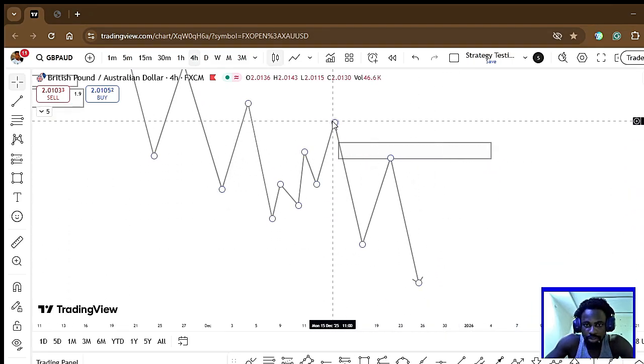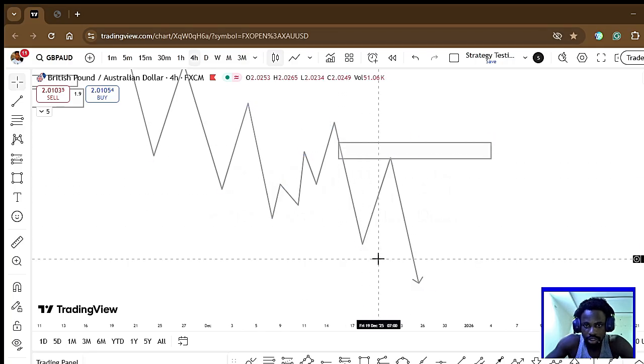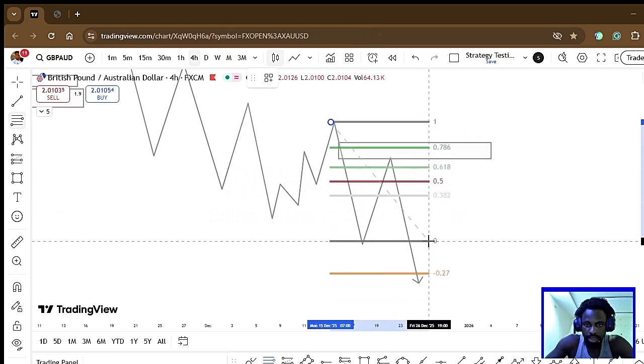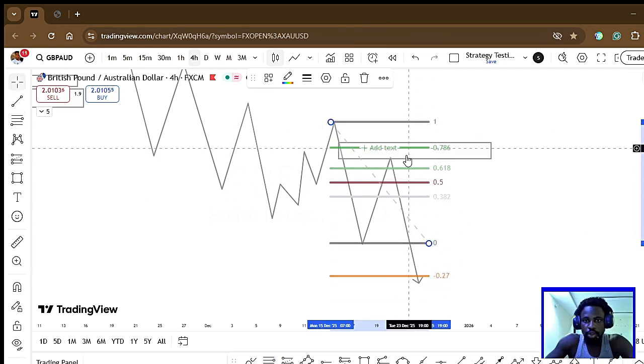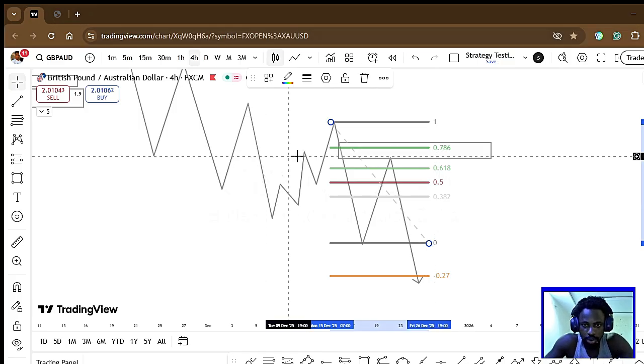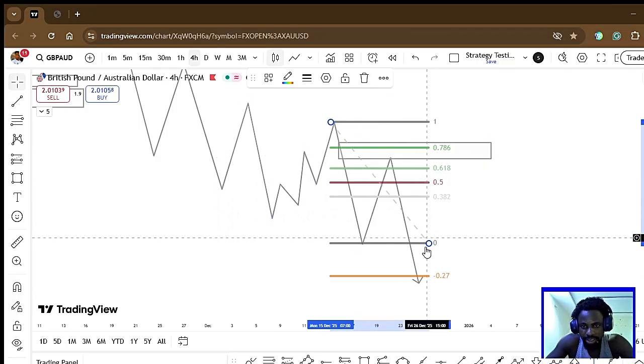So if I try to use Fibonacci from this high here to this low here, let's see where it falls in the Fibonacci zone. On the high to the low, if you notice, this falls in the OTE zone. So you could see that immediately it tapped on that zone, then it dropped off.